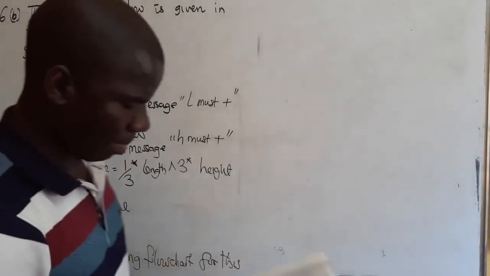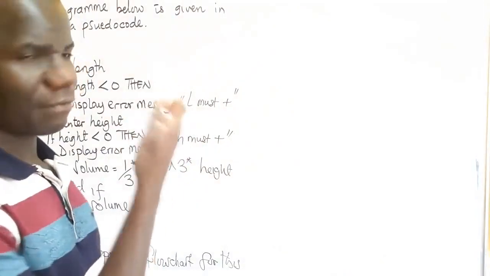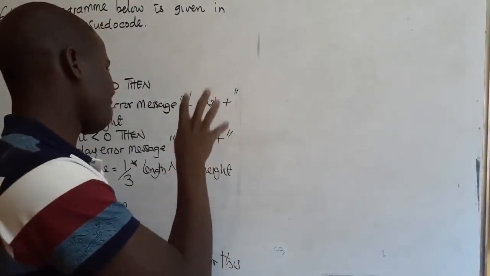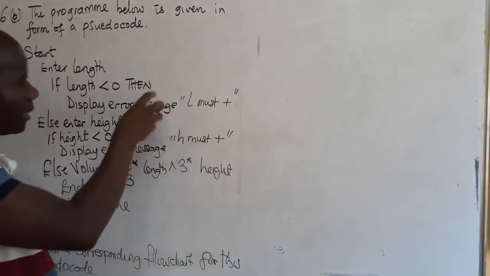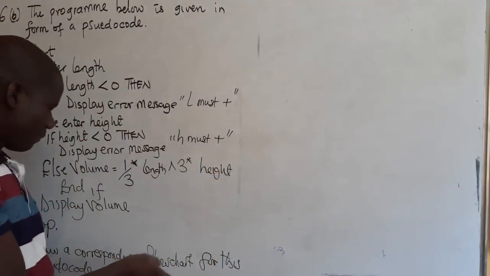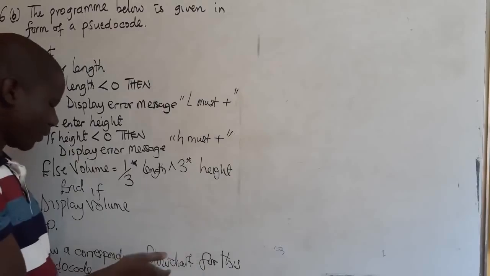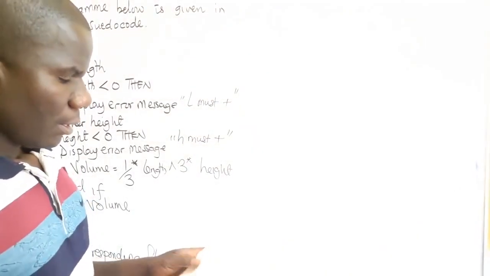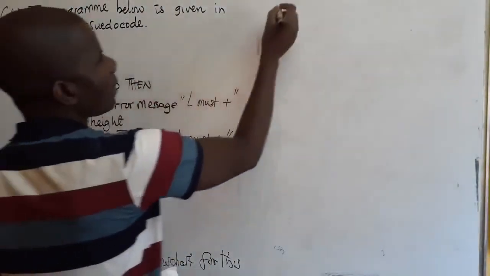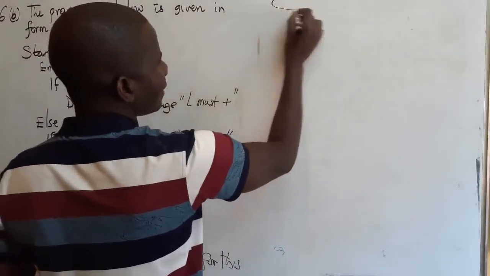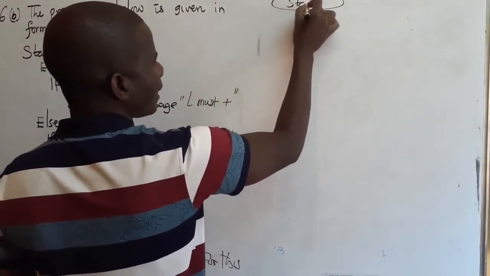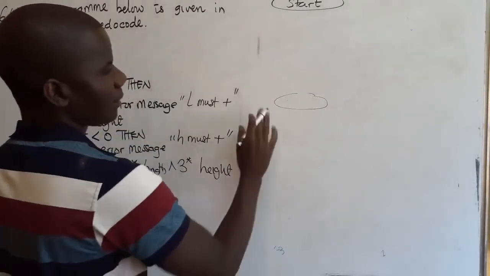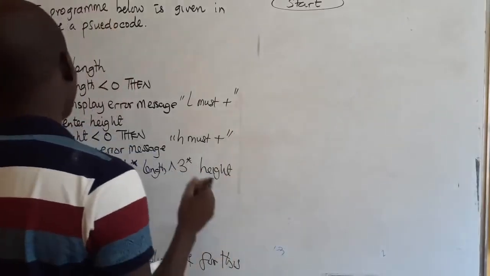Okay, so this question carries 5 marks. It's a very simple question. If we are given a pseudocode, as in this case, we need to draw the flowchart. If you are given the flowchart, you write a pseudocode. So let's start here. We have start. It's about these symbols. We use this symbol and write start there.